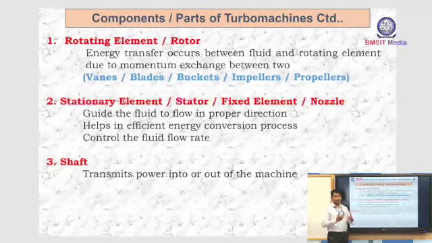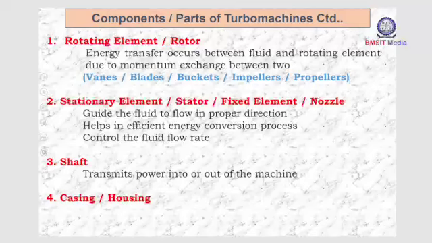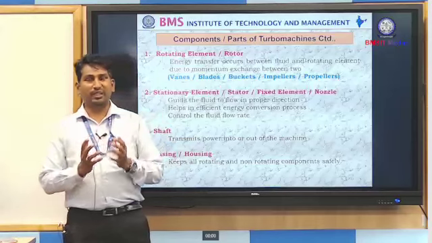The shaft is nothing but a circular rod. If it is connected to a turbine, it is called a power generating shaft. If the same shaft is connected to a fan, it is called a power absorbing shaft because it is going to absorb the power. The next part is the casing, or the other name, housing. What is the purpose of a casing or housing? It keeps all the components within the specified space.